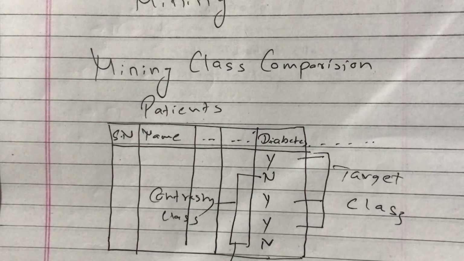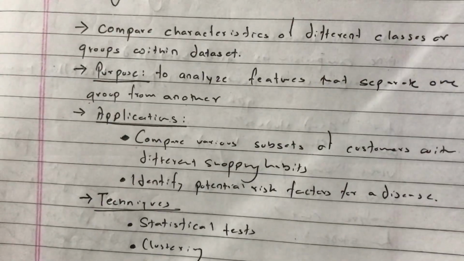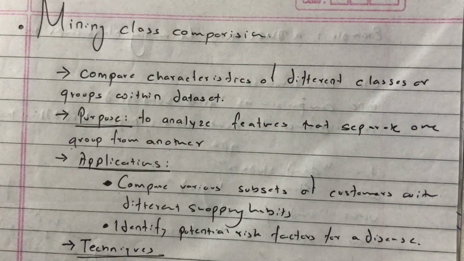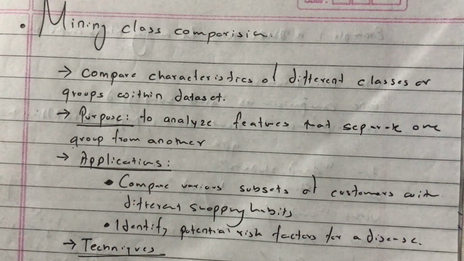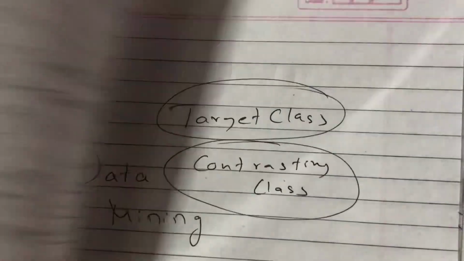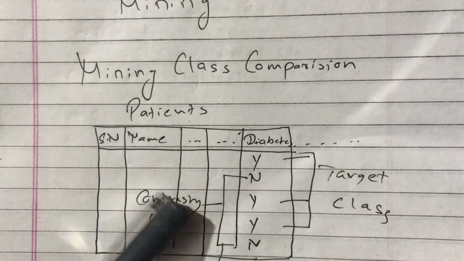There may even be multiple classes, more than two. This kind of comparison is called mining class comparison, and it has some steps and some techniques. Mining class comparison is comparing characteristics of different classes or groups within your dataset. The purpose is to analyze the features, to find out features that separate one group from another. In our comparison earlier, you want to find out the risk factors for diabetes: what features in these patients cause diabetes.